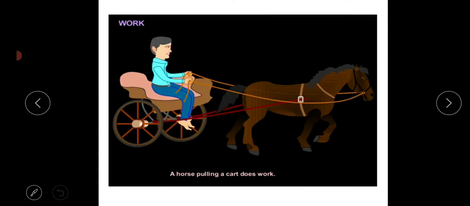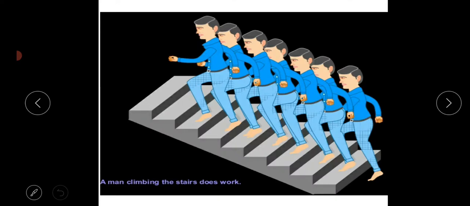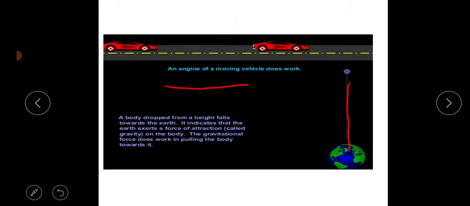See students, you all must have seen different types of work done in your daily life. For example, this horse pulling a cart is doing work. A man climbing the stairs does work. An engine of a moving vehicle does work. Similarly, a body dropped from a height falls towards the earth. It indicates that the earth exerts a force of attraction called gravity on the body. The gravitational force does work on it by pulling the body towards the earth.